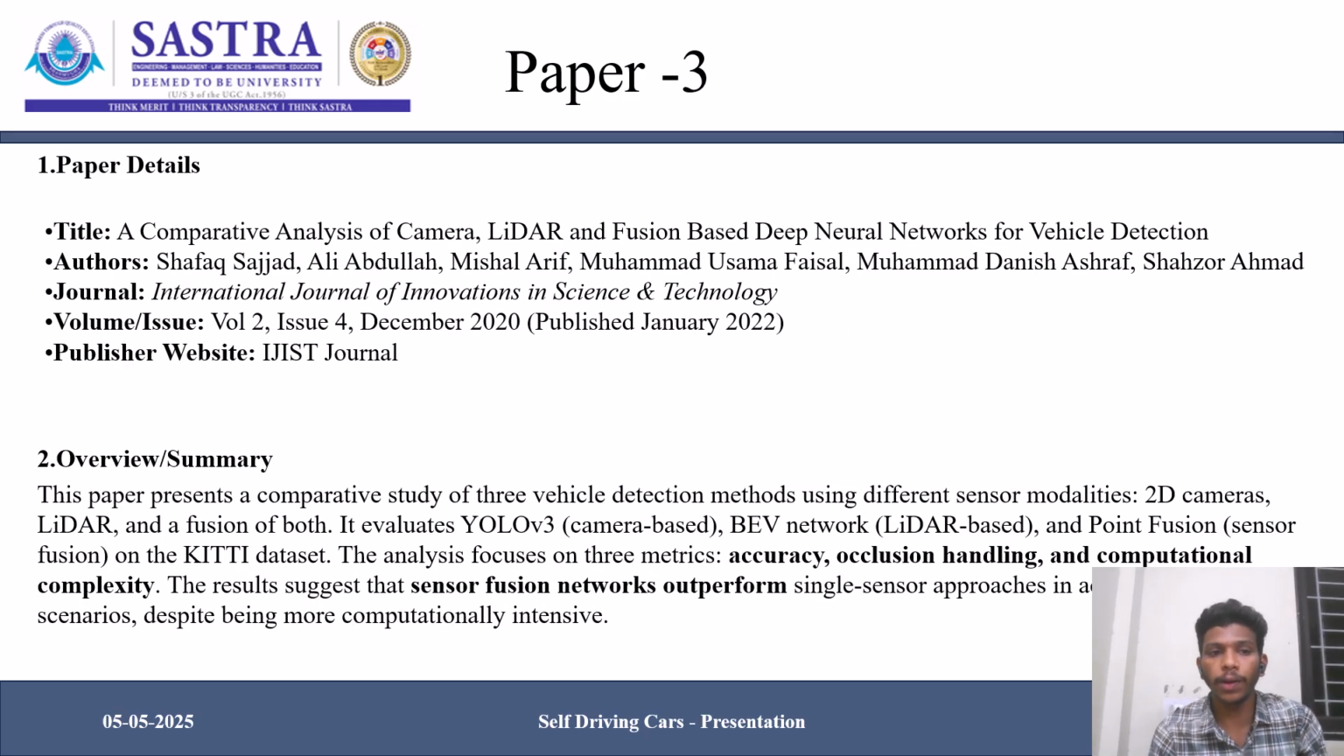This is my third paper, a comparative analysis of lidar, camera, and fusion-based deep neural networks for vehicle detection. It was published in 2020 in the International Journal of Innovations in Science and Technology. The overview of this paper is a comparative study of vehicle detection using three different sensors: lidar, camera, and the fusion of both.